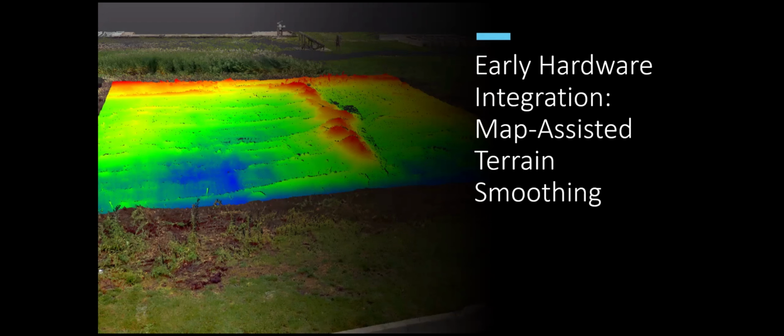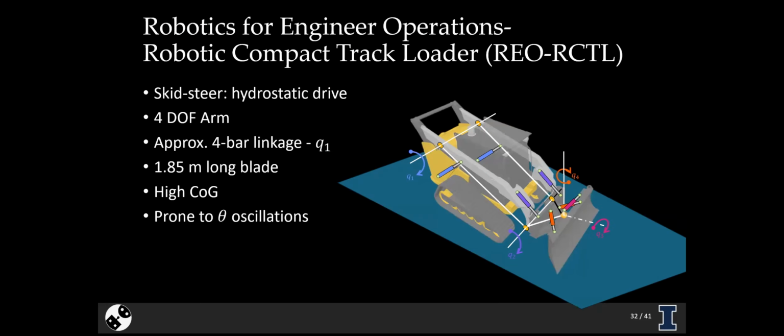In this case, we focused on kind of an assisted teleoperation scenario, so not fully autonomous, but having the arm being controlled by a separate controller that's referencing the map. So just to give you a bit of an overview of what the system that we're working with is, calling this the Robotics for Engineer Operations Robotic Compact Track Loader, or the RIO RCTL for short. Somebody has a better name, I'll take it.